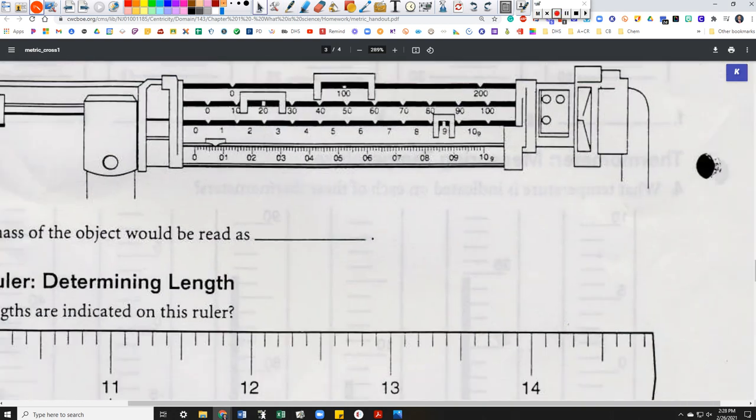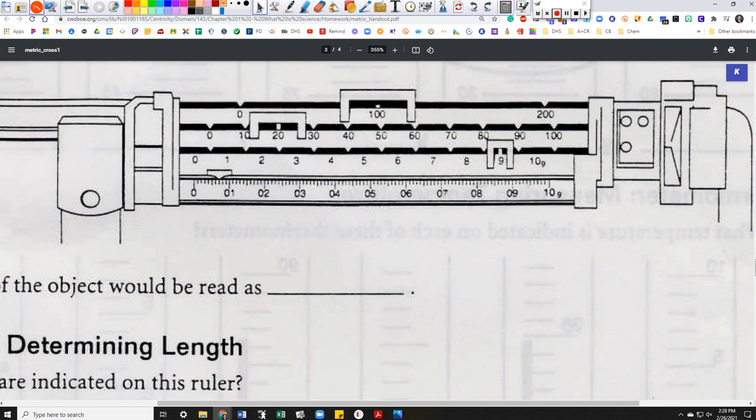Don't say it out loud. Give everybody a chance to think through it and look at it. But the exact same process is applied here.